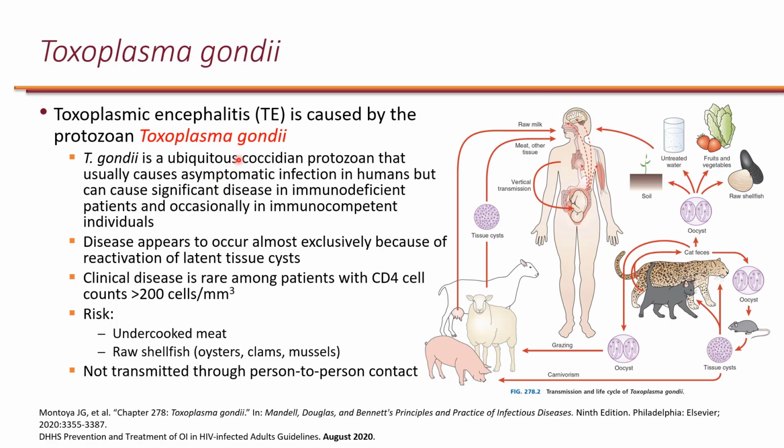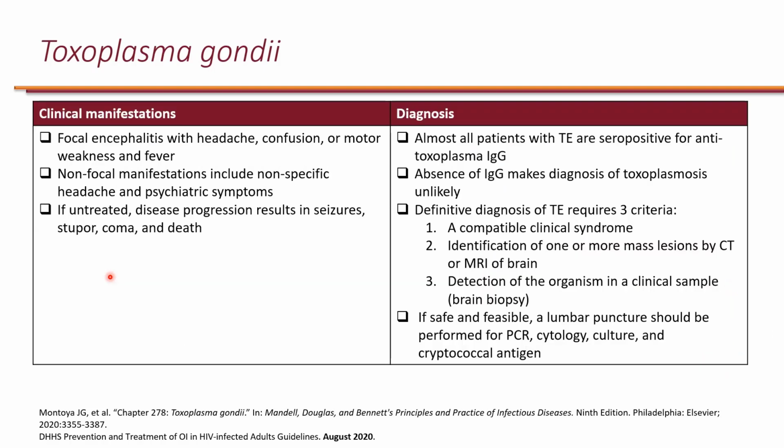Now, this is an opportunistic infection, so people with intact host immunity don't have to worry about this, but this is for people with a CD4 count less than 200 that are at risk. So clinical manifestations include focal encephalitis with headache, confusion, or motor weakness, and fever.